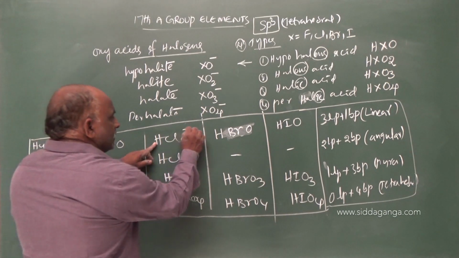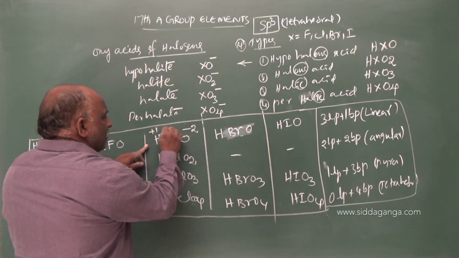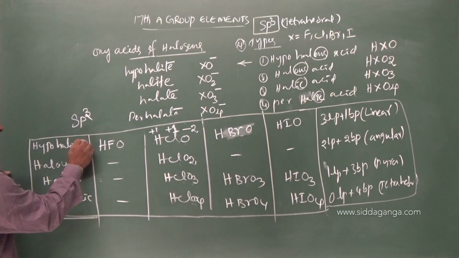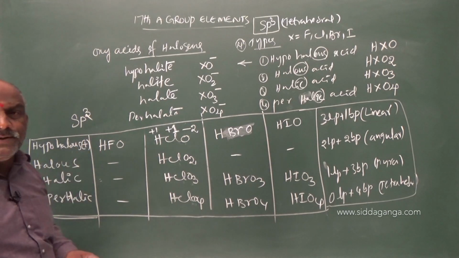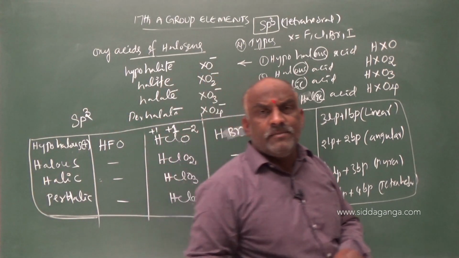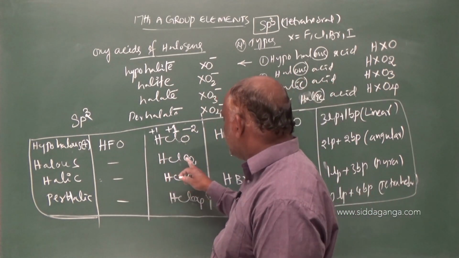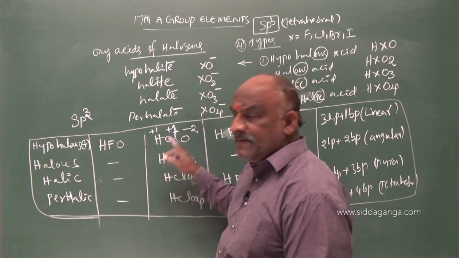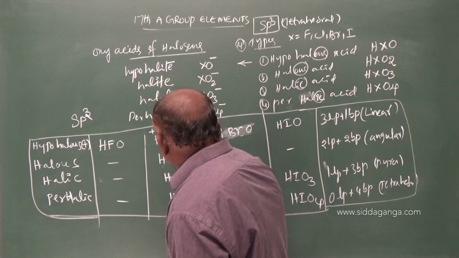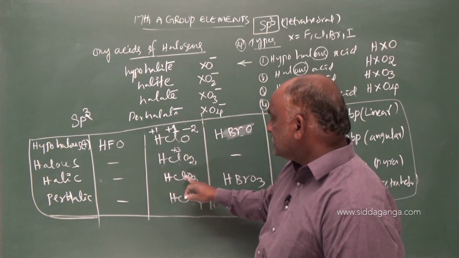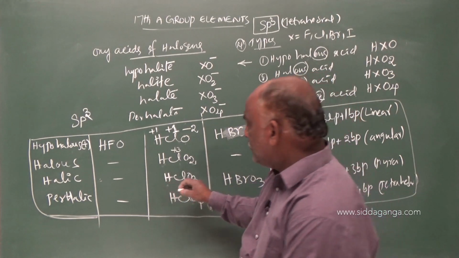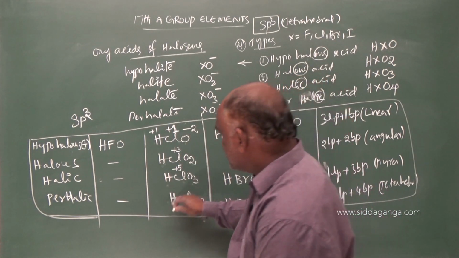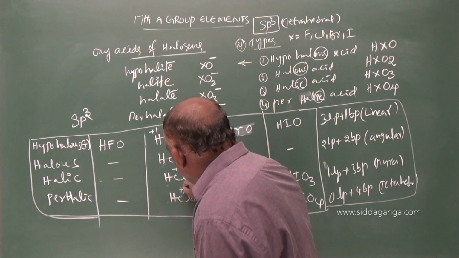In these examples, oxygen has oxidation number minus 2 and hydrogen plus 1, so chlorine's oxidation number is plus 1. In hypohalous acids, the oxidation state of the element is plus 1. In the second one, oxygen 2 times 2 is 4, minus hydrogen 1 gives 3: plus 3 oxidation number. Next, 3 times 2 is 6, minus 1 is 5: plus 5 oxidation number. And 4 times 2 is 8, minus 1 is 7: plus 7 oxidation number.